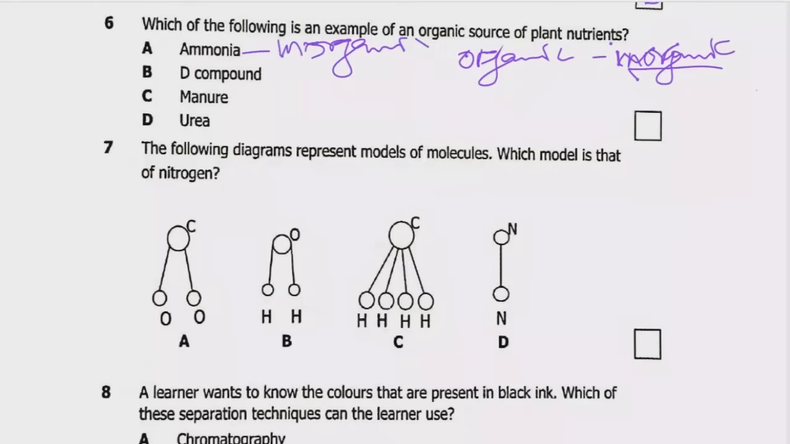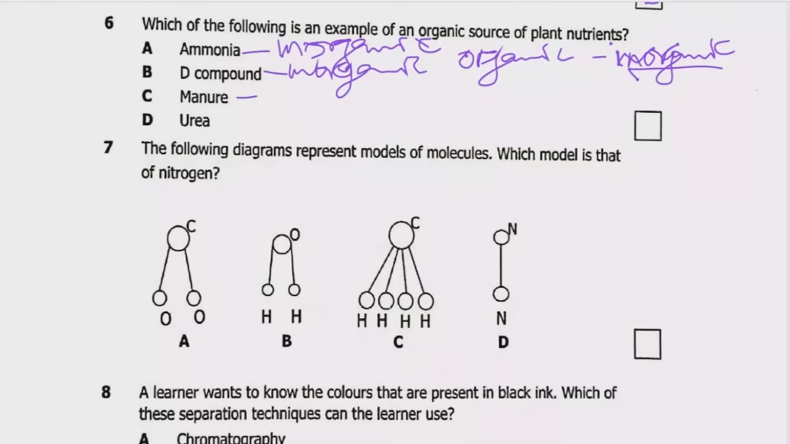This is inorganic. Okay, so when you look at D, which is D compound, and when you look at B, which has got D compound, this is also man-made. Okay, it's man-made, so that means it is inorganic. When you look at C, manure, this is natural.